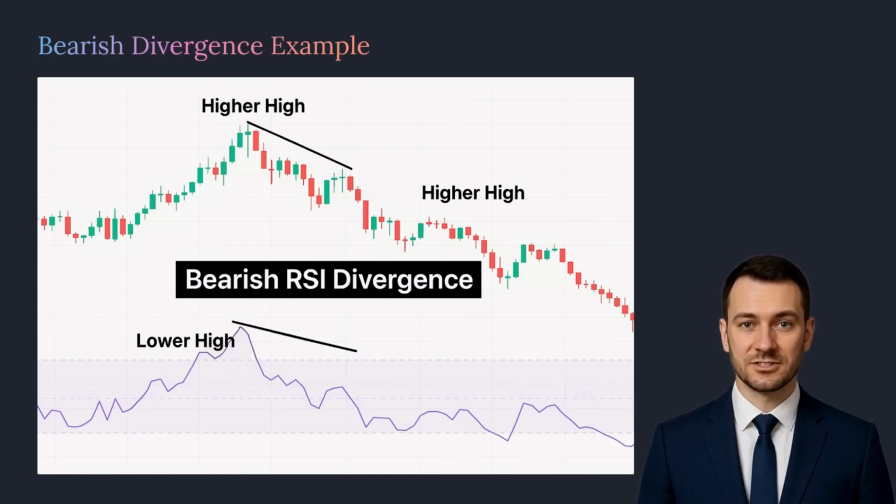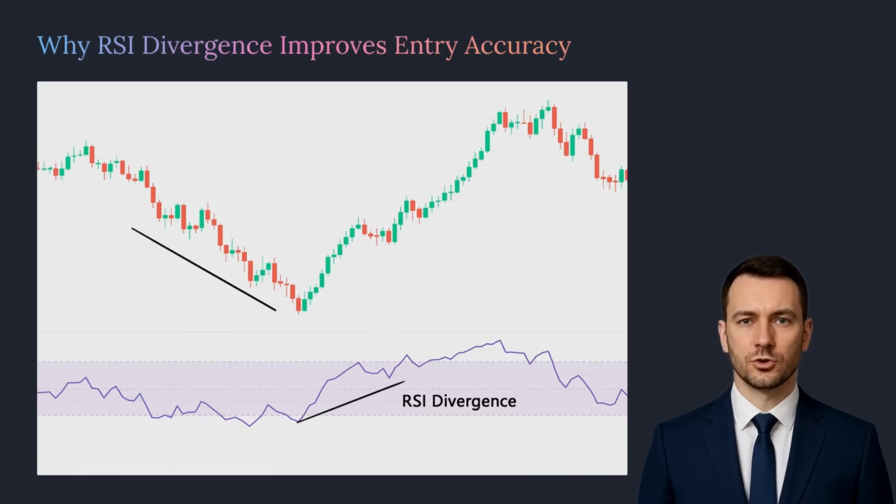Key point: divergence does not predict the exact moment of reversal, but it provides a strong clue that conditions are ripe for one. Many professional traders use RSI primarily as a divergence tool because it yields more reliable entry signals than basic overbought/oversold readings. Divergence helps in several ways.